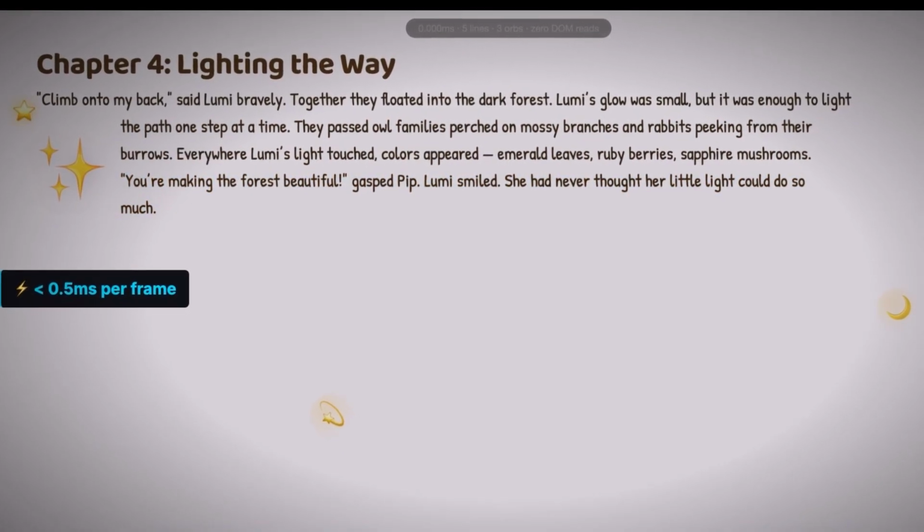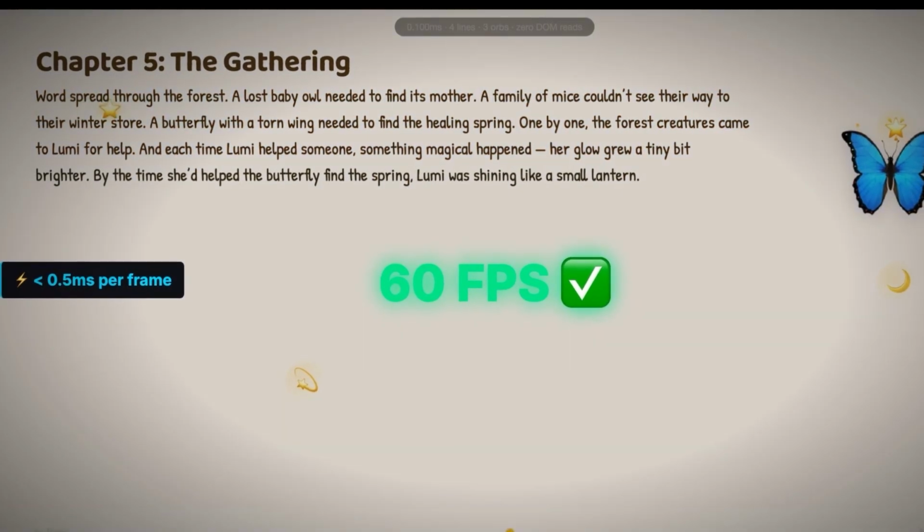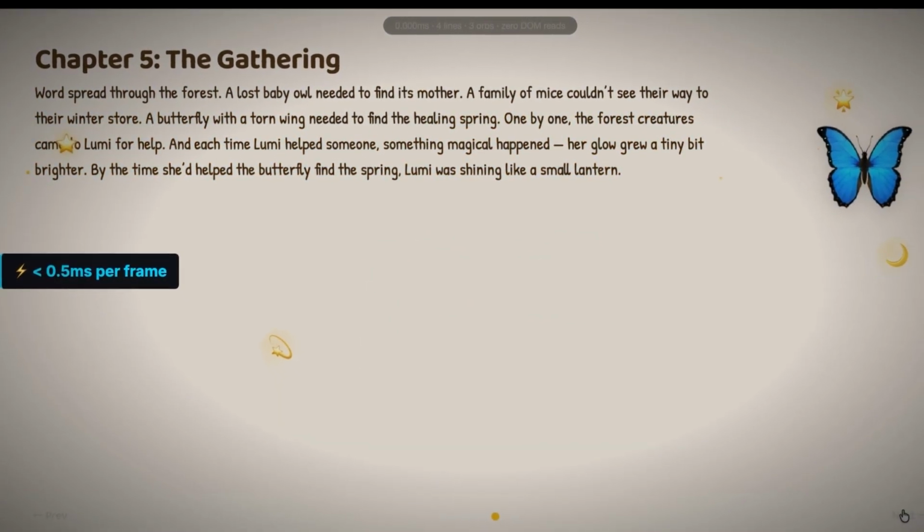Star follows the lines of text, wave fires as it passes through. The whole thing, 60 frames per second, never drops.